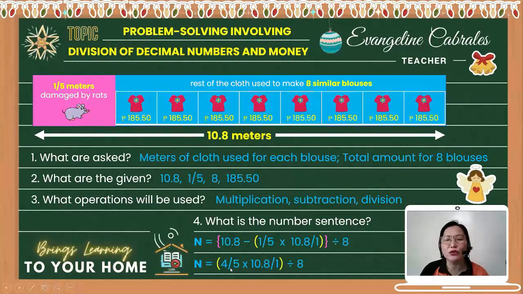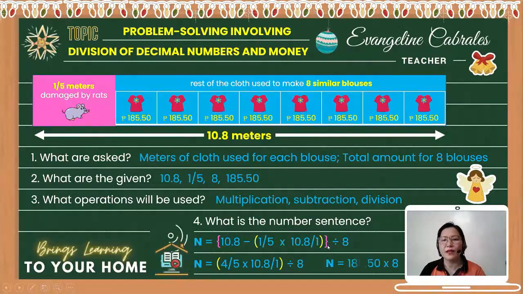Kasi tandaan, itong 4/5 na ito, iyan yung kulay blue. Yung kulay blue na yan ang 4/5. Kasi yan yung natira. Diba? And then, yung 10.8, gaya ng sinabi ko, ay ang kabuuang sukat or measurement ng tela. At syempre, i-divide din siya sa 8 kasi yan yung bilang ng nagawang blouses mula doon sa natirang tela. So, ayan, dalawa ang pwedeng number sentence for this.